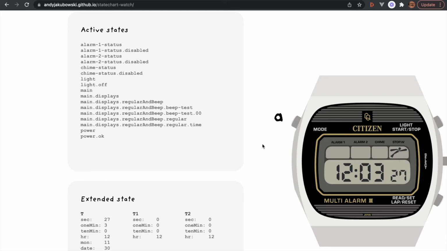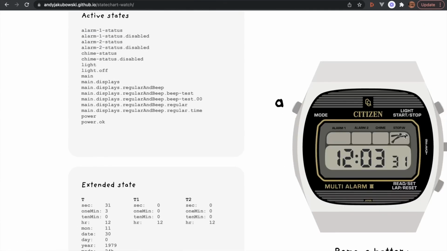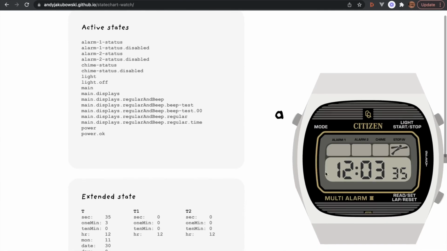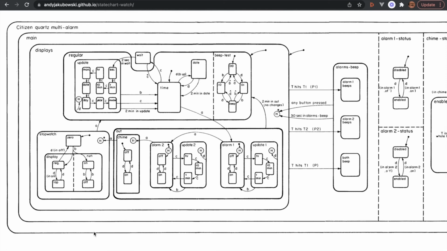That's what this is telling me. You can even see it in the visualization. Alarm 1, Alarm 2, Chime, they're all orthogonal regions in the state chart from stopwatch. Orthogonal at the level of main. So I don't see any reason why stopwatch shouldn't be at that. Yeah, it should be orthogonal along with those.